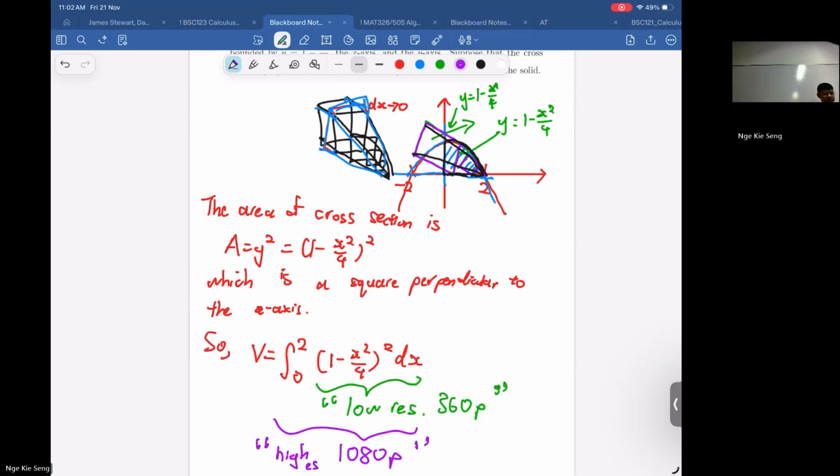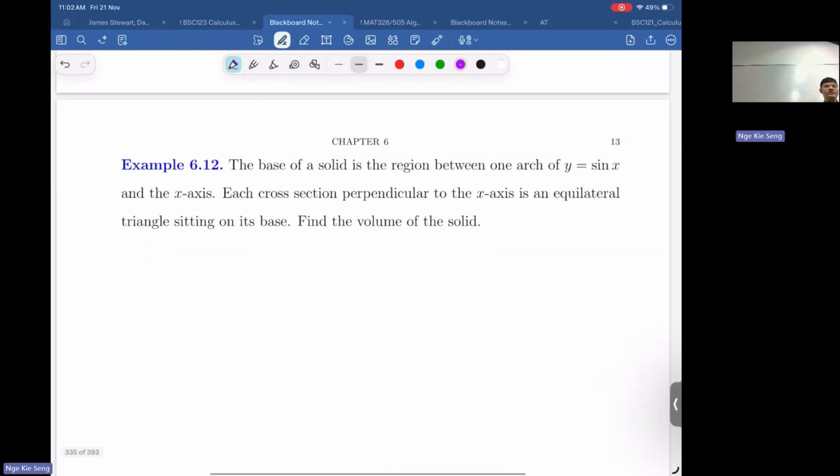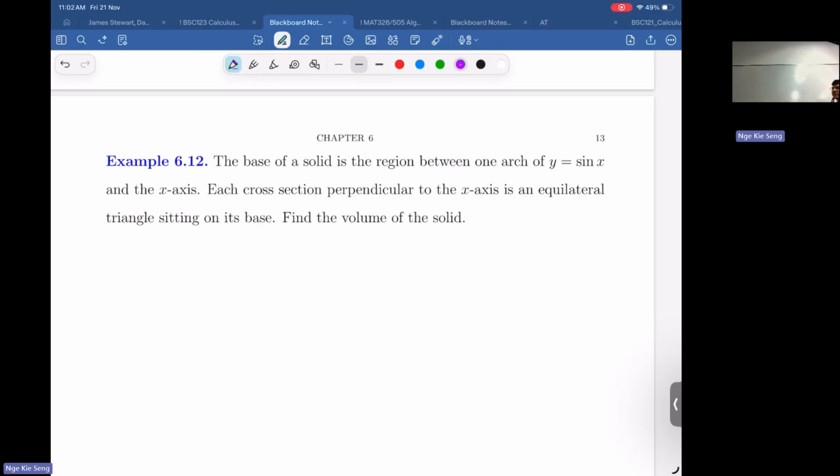Any question so far? Okay. How about let you grow some ideas? Try and describe this question here. You imagine what happened here. How does this cross section look like? Try and look at this.